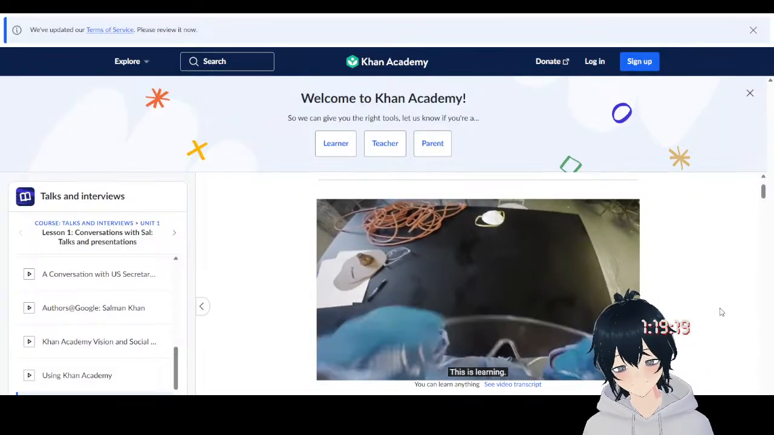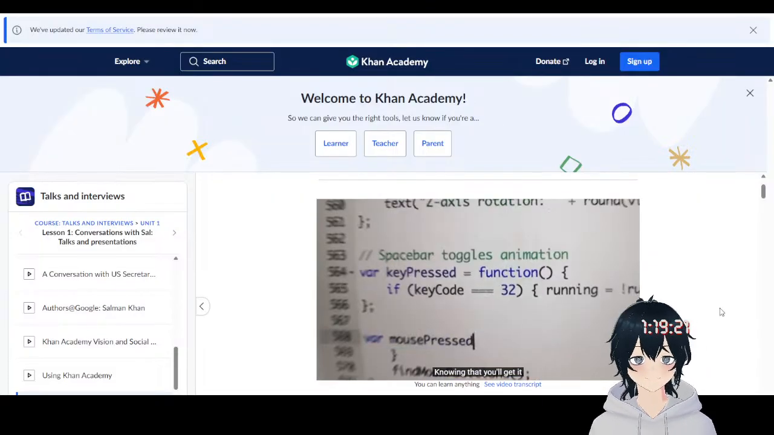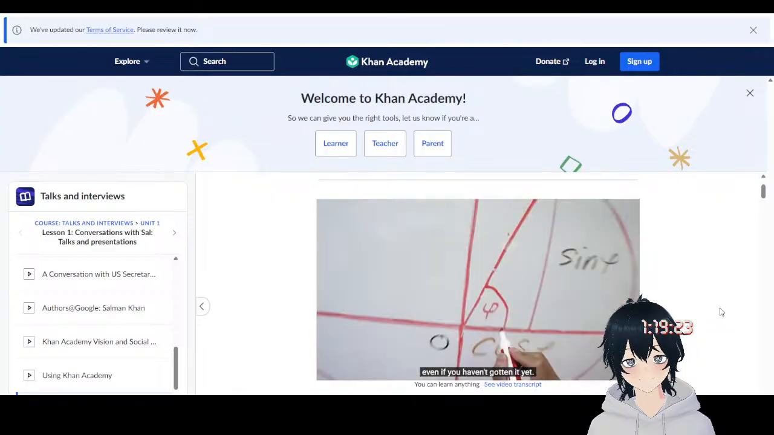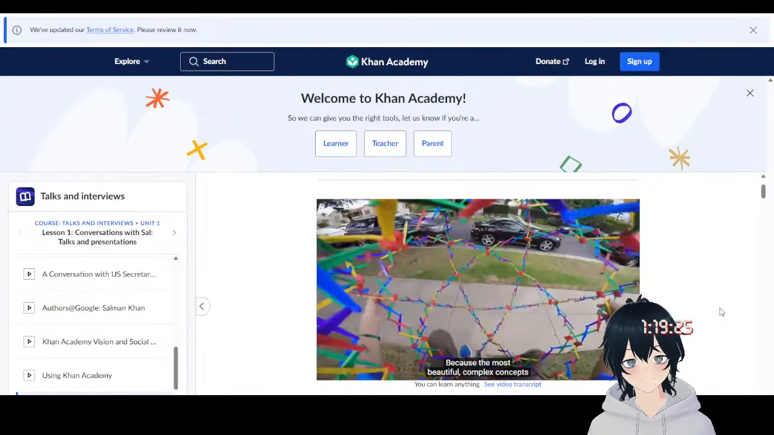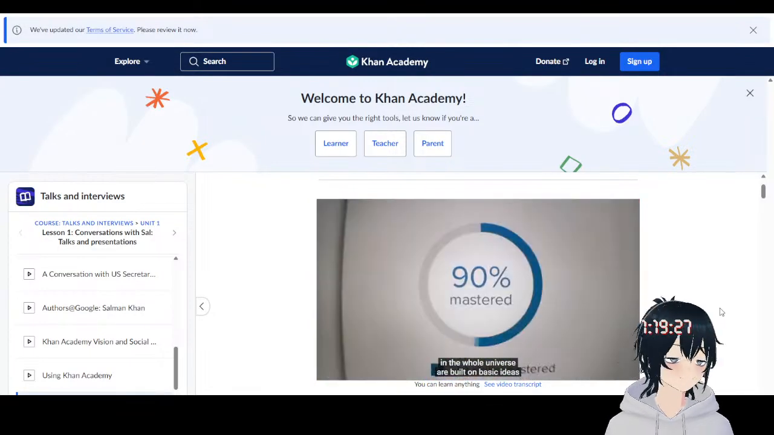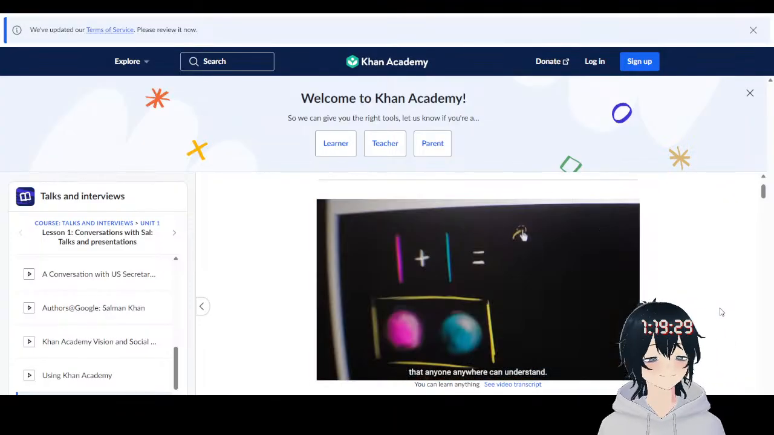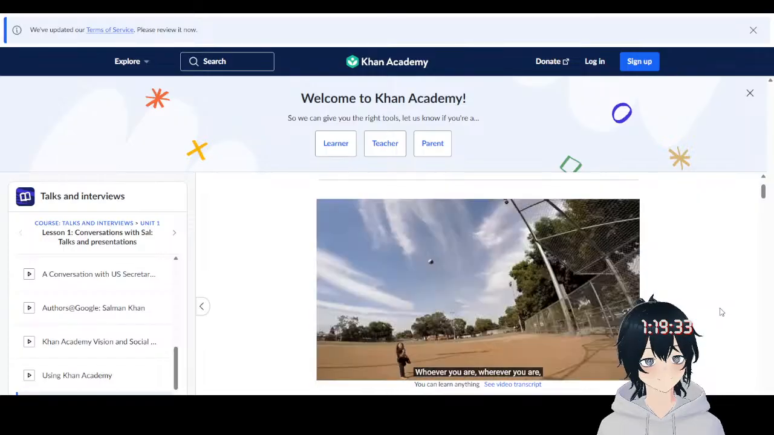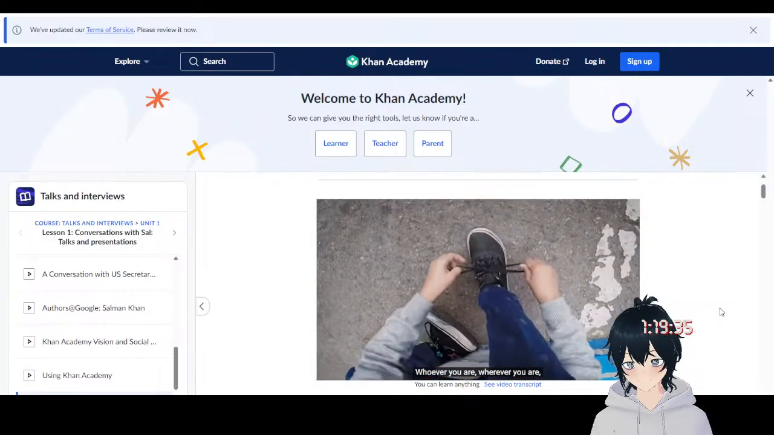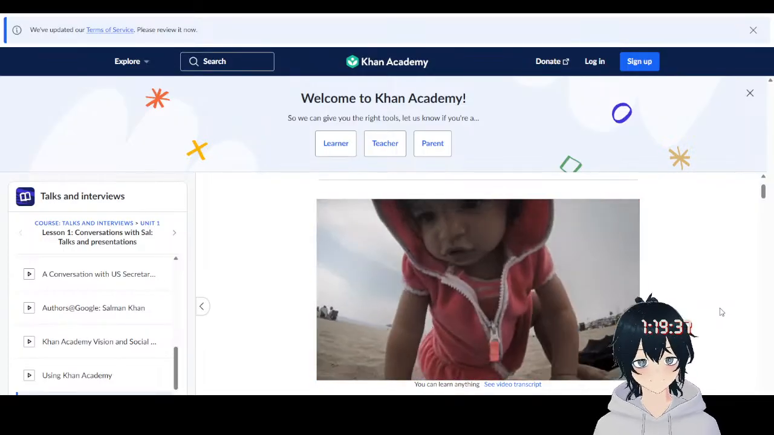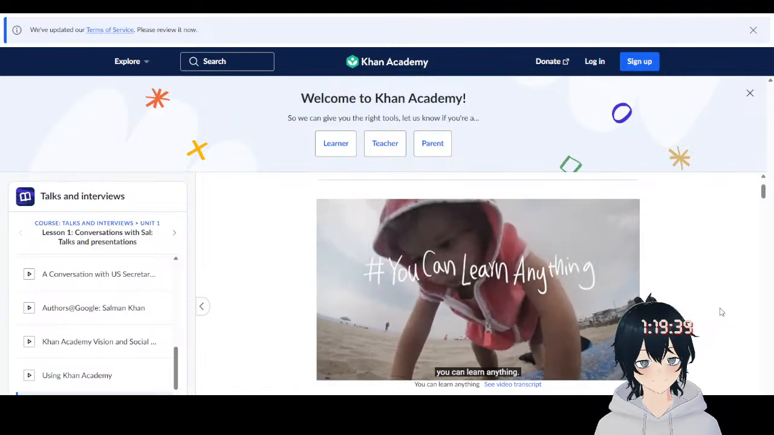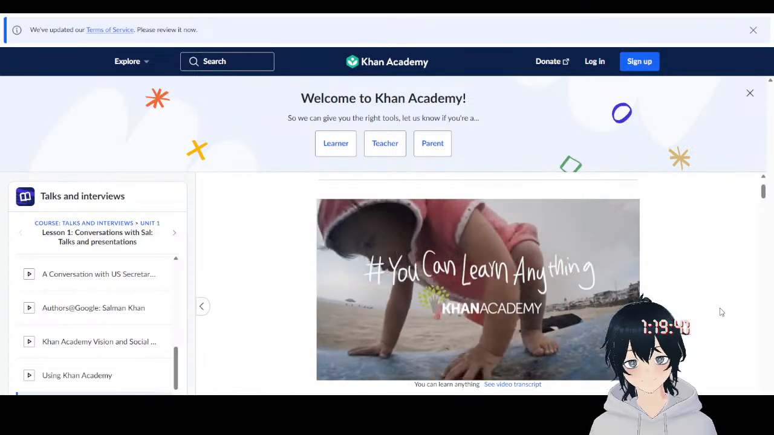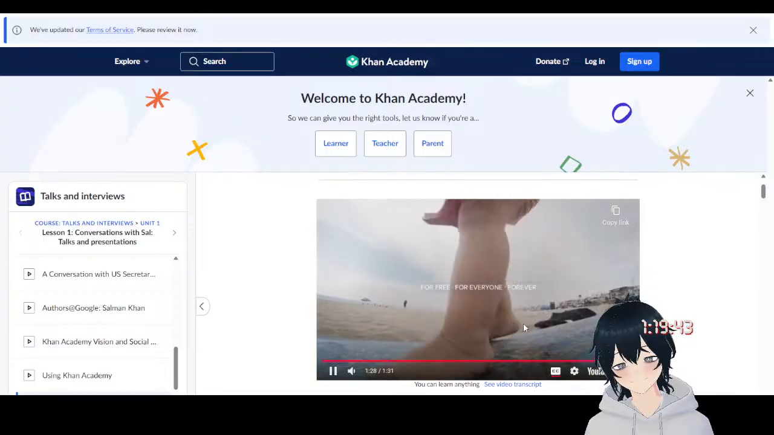This is learning. Knowing that you'll get it, even if you haven't gotten it yet. Because the most beautiful, complex concepts in the whole universe are built on basic ideas that anyone, anywhere, can understand. Whoever you are, wherever you are, you only have to know one thing. You can learn anything.